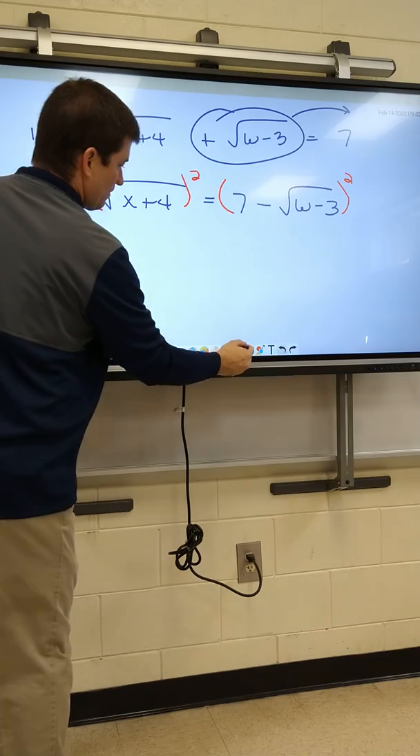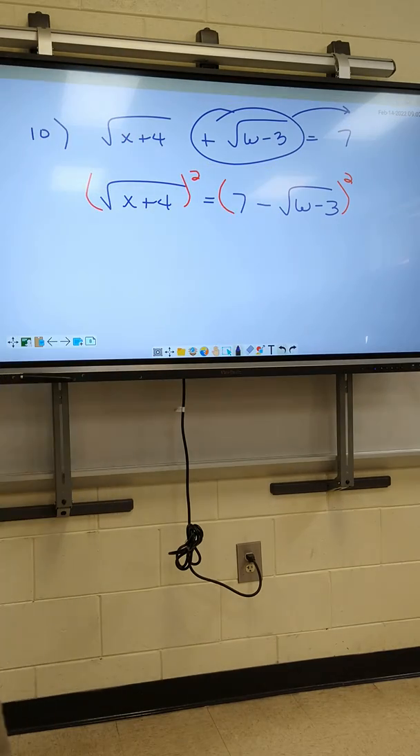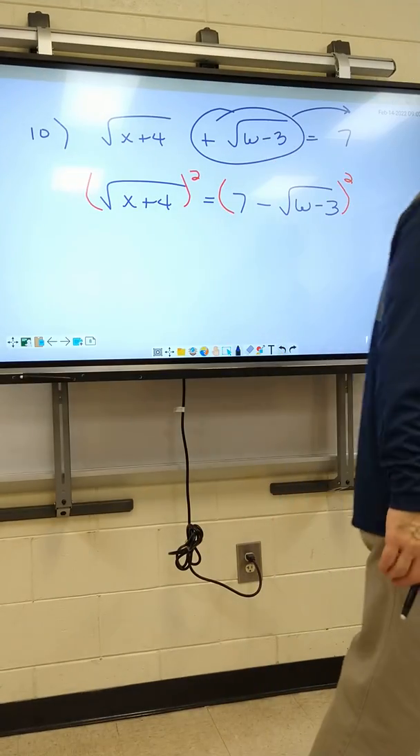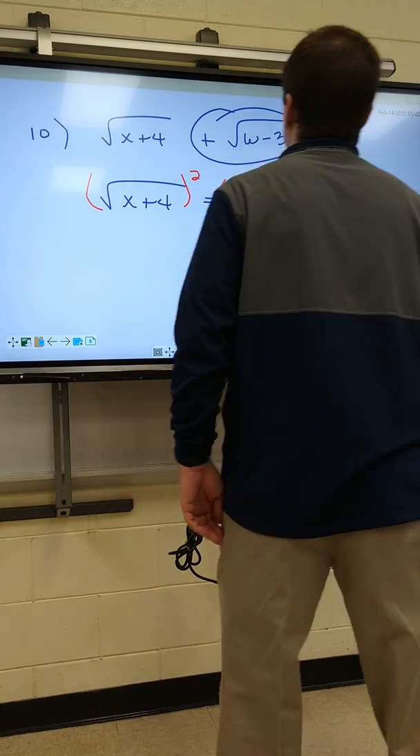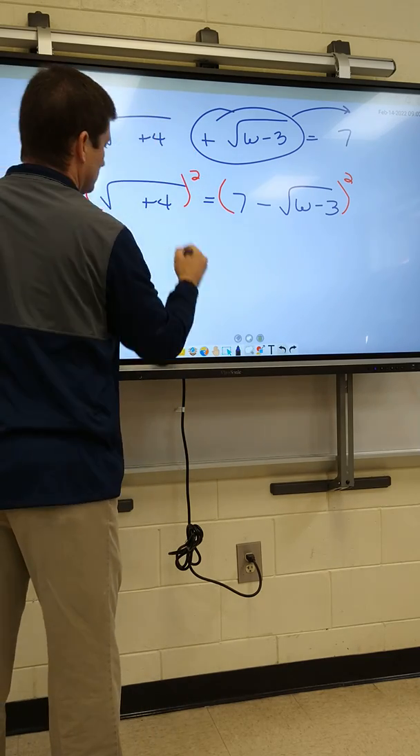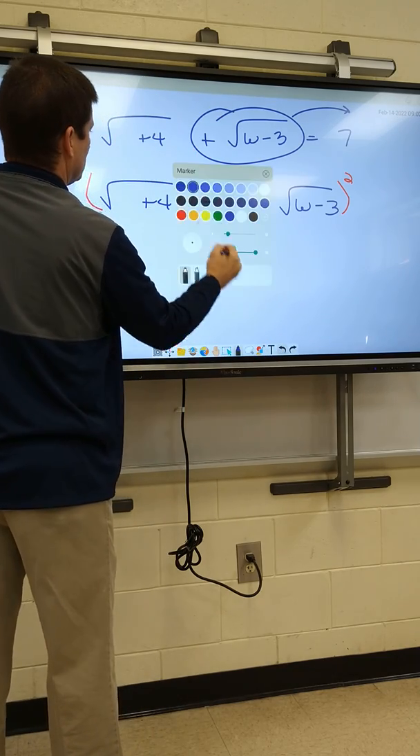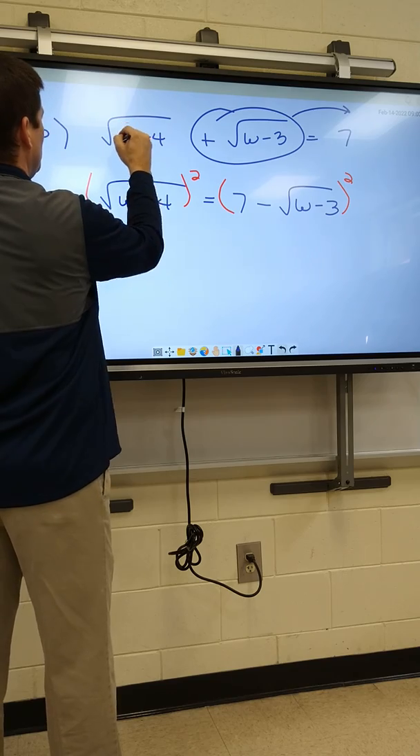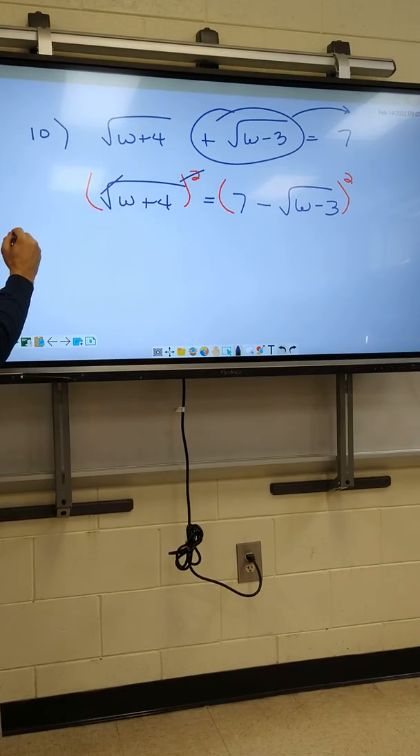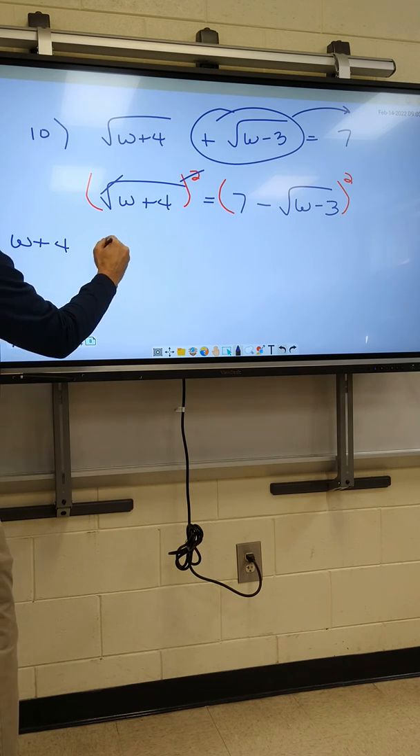That x should be a w. They should both be w's. All right, better. So look, on the left side, the square cancels out the square root. You just bring down w plus 4.